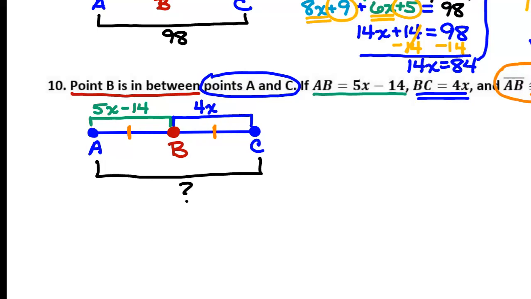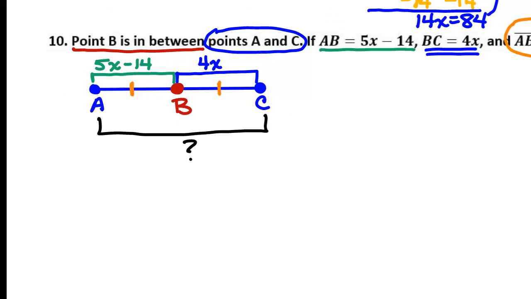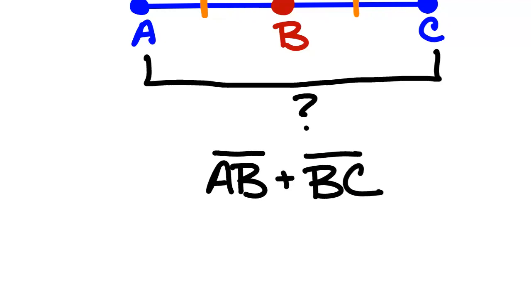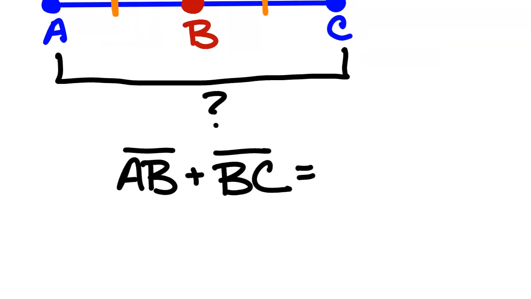So now I'm going to write down my segment addition postulate. What are the two smaller segments being put together? What are the names of the two smaller segments that are being joined? AB and BC. So AB plus BC. And when I join them together, I get what? We get AC.